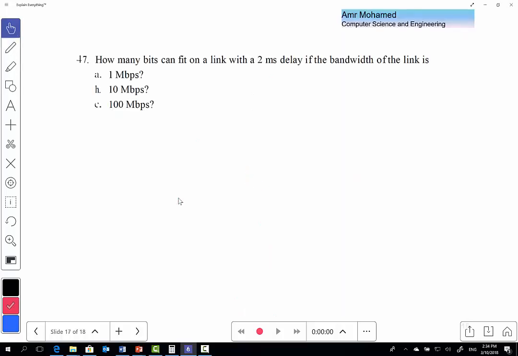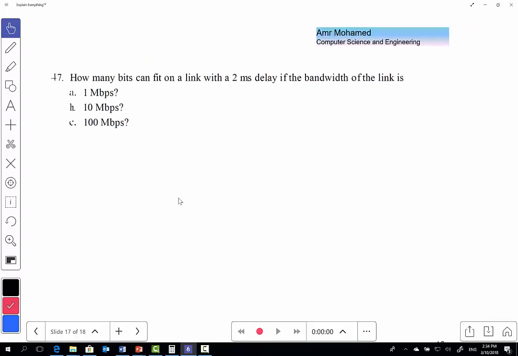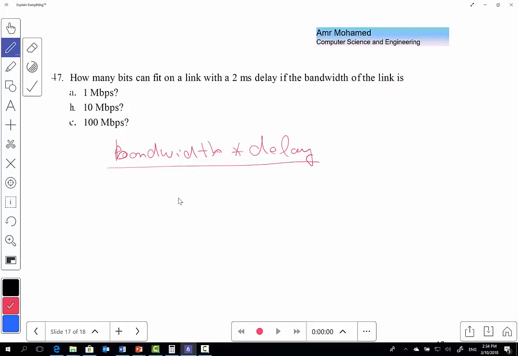Okay, so how many bits can be represented on a line with a 2 millisecond delay if the bandwidth of the link is 1 megabits per second? So this of course refers to the bandwidth delay product, or the bandwidth times the delay. As we discussed in class, bandwidth delay product refers to the number of bits that we can fit on the transmission line at any point in time.